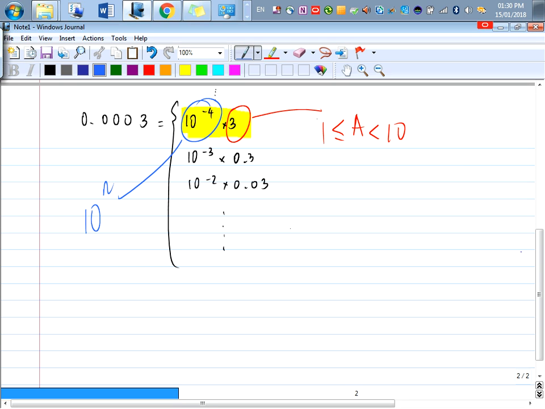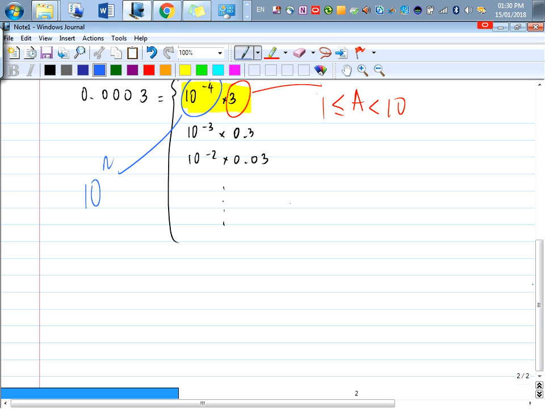So let us go into example 10 in your textbook, page 17. Example 10a. Express the following numbers in standard form. So we have 6, 1, 2, 0, 0, 0, 0.